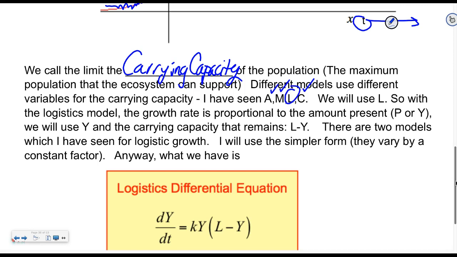Why again am I choosing L for carrying capacity? Because it's a what? Limit, and that's how College Board phrases it. So I'm choosing the one that will be most beneficial to you. At the same time, I like it the most.